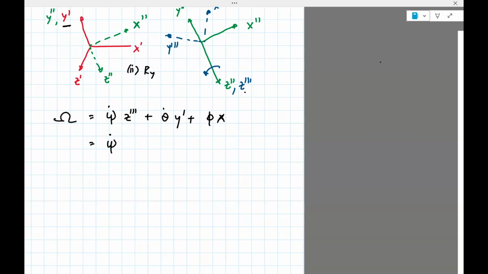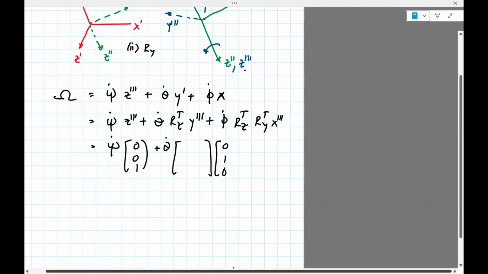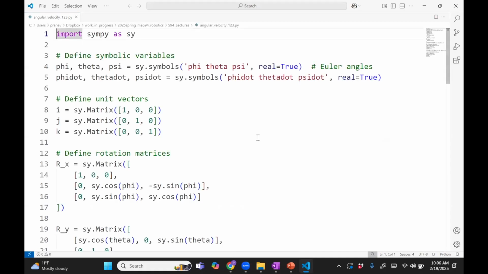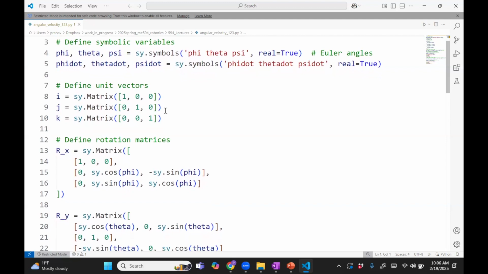You can show that this comes out to be psi dot z triple prime plus theta dot Rz transpose y triple prime plus phi dot Rz transpose Ry transpose x triple prime. The way you'll do this is you'll write this as psi dot 0, 0, 1 plus theta dot. You'll take Rz, take its transpose, and then multiply it with 0, 1, 0 plus phi dot. The same thing here, 1, 0, 0. So this is something which you could do by hand or by SymPy. Okay, so don't go by my notes. I might have made a mistake in writing things down. Your best bet is to use this code because this one actually does all this for you.